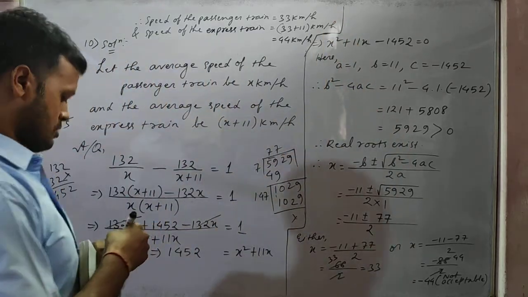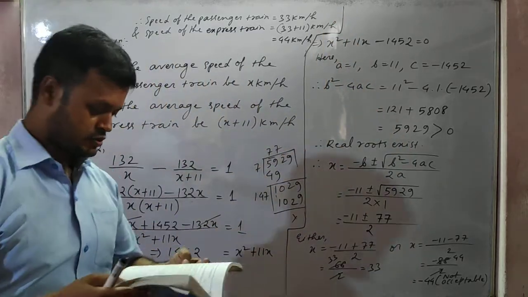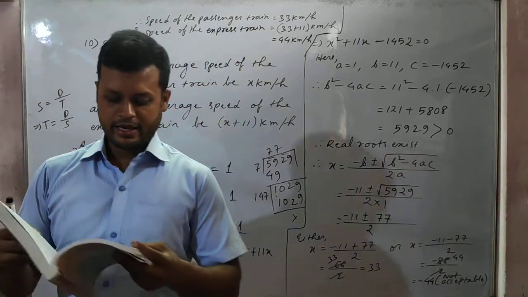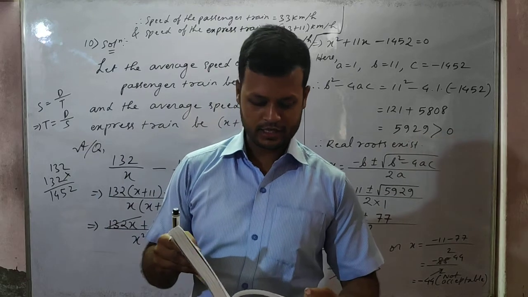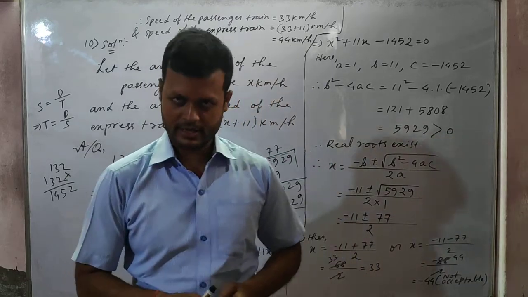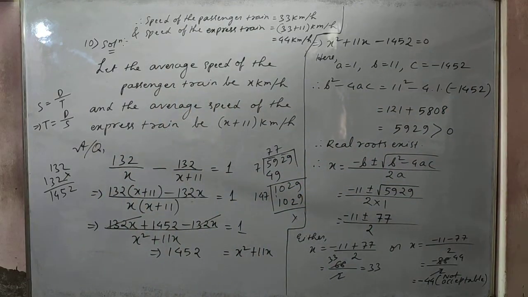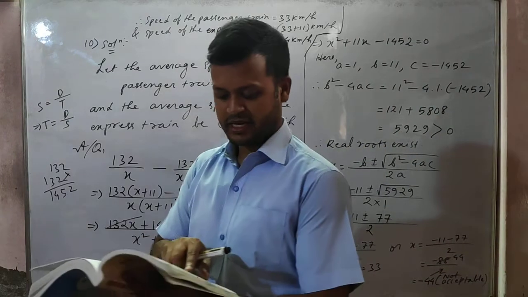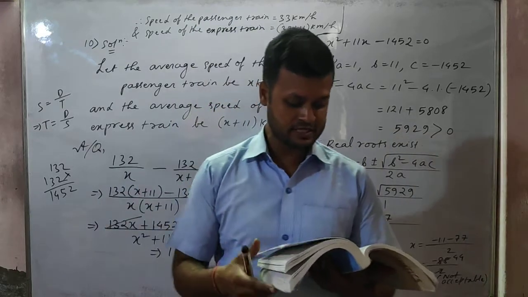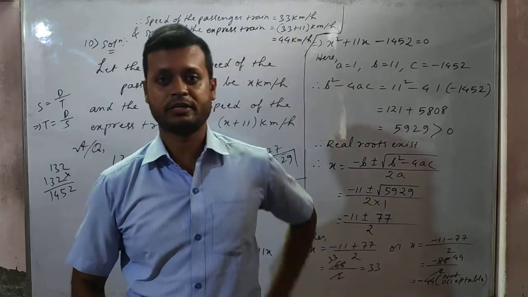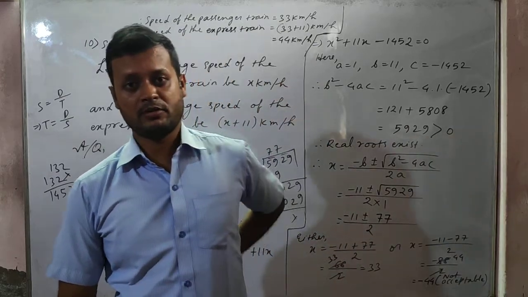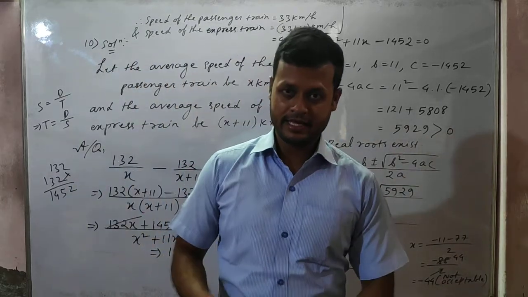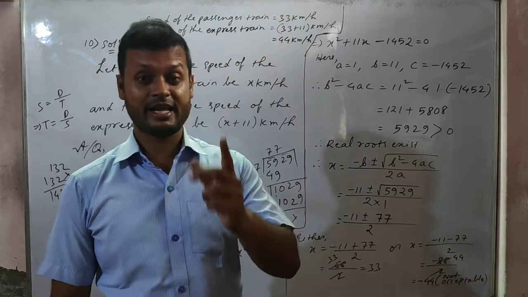Okay, so let us see the question, students. Number 10. An express train takes 1 hour less than a passenger train to travel 132 km between Mysore and Bangalore. Okay, so the express train takes 1 hour less than the passenger train to travel 132 kilometers between Mysore and Bangalore.